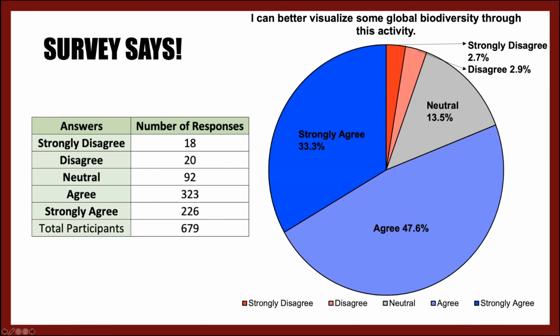We asked them a few different statements, using a Likert scale, such as "I can better visualize some global biodiversity through this activity." And overwhelmingly, it's positive. In the next few graphs, if it's blue, it's more towards they agree. Usually the darker the color, the more strongly they agree. Gray is neutral. And red, the darker it is, the more strongly they disagree. Overall, they were very positive.